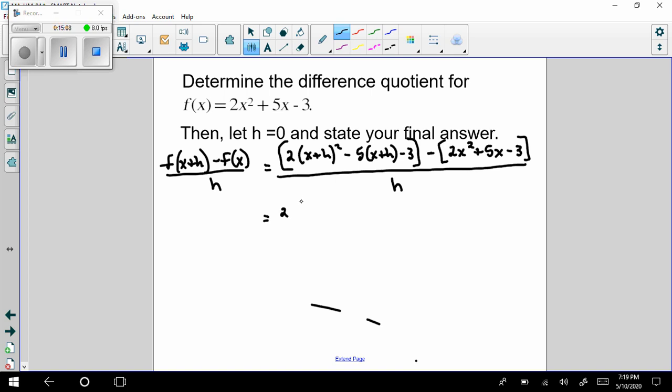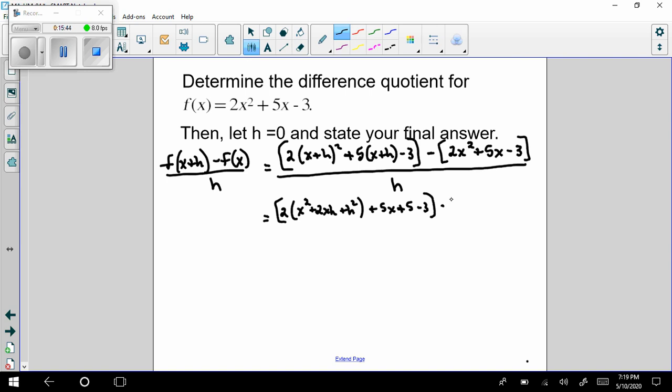Okay, so here I would have 2 times x squared plus 2xh plus h squared. So that's foiling out x plus h squared. Then I have minus 5x minus 5h. This is a plus. I did that when I did my notes too, I'm sorry. Okay, so that was plus 5x. Minus 3. So there's that first piece, f of x plus h.